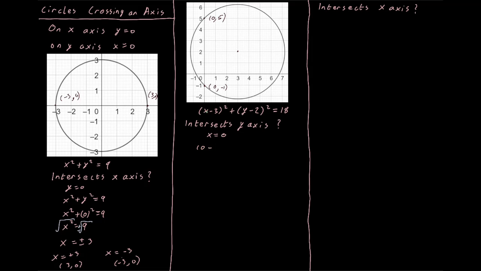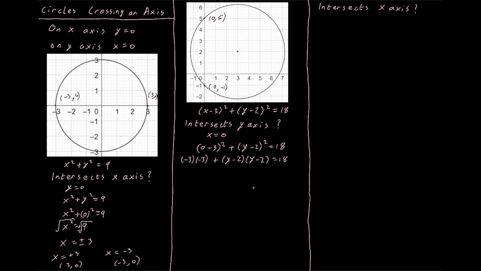So 0 minus 3 all squared plus, not 0, my apologies, we're looking for y. y minus 2 all squared is equal to 18. So now we're going to simplify this. So minus 3 all squared is just going to give us minus 3 by minus 3. May as well write that down. When we put that in our calculator, we're going to get 9. And y minus 2 times y minus 2 is equal to 18.